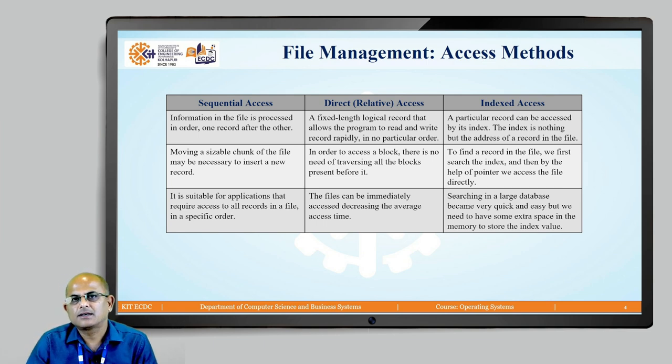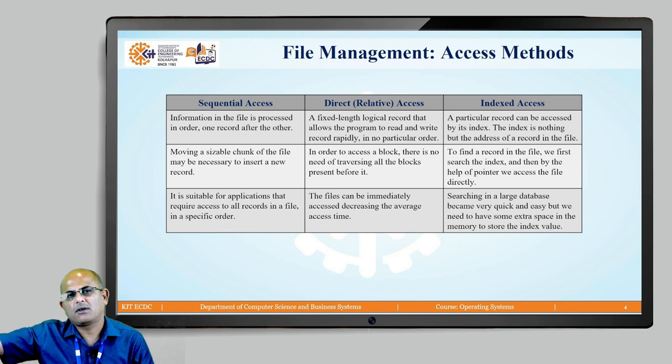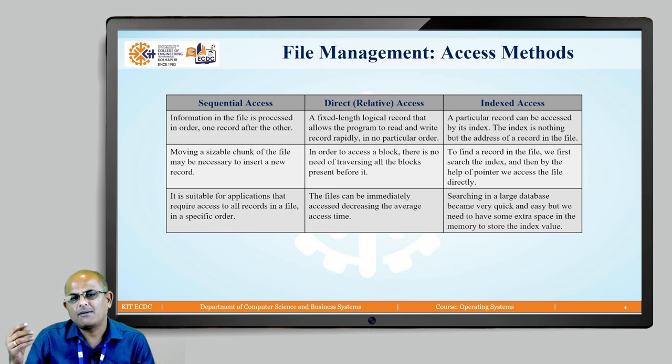In case of indexed access, searching in a large database becomes very quick and easy, but we need some extra space in the memory to store the index value. The disadvantage of indexed access is that you need to store some extra information, because you need to store the index information in the memory as well. First you have to go to the index table to search the index, then go to that particular file. So again, it's a bit more time consuming process.